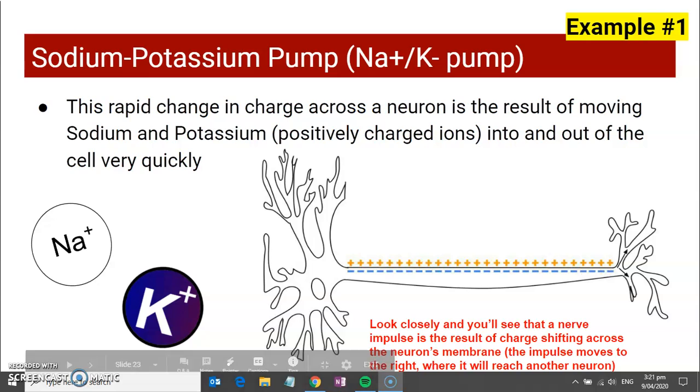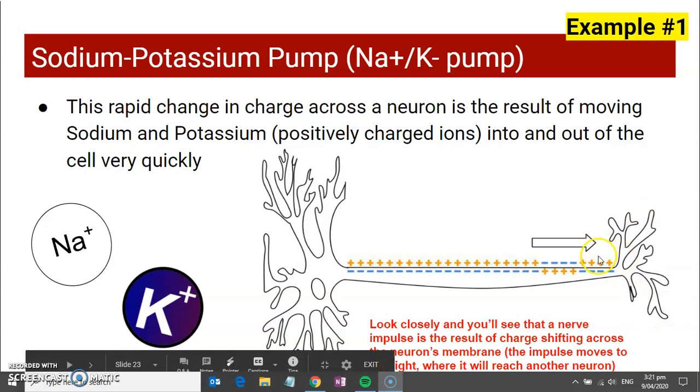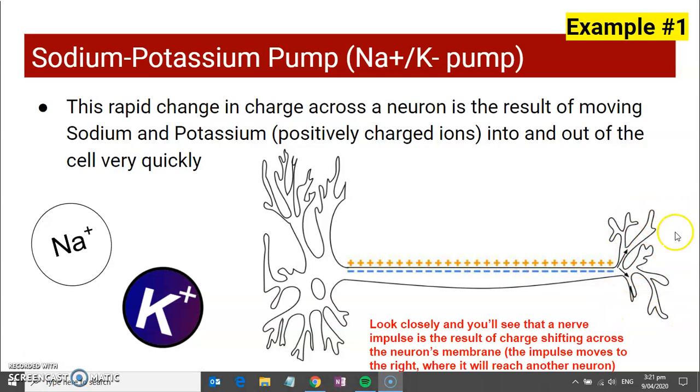So a nerve impulse or action potential is simply a flip in relative charge between the inside and the outside of the membrane of a nerve cell. And it travels along like a chain reaction until it reaches the end, in which this end of the cell will communicate with the next neuron and so on until the message gets where it needs to go.